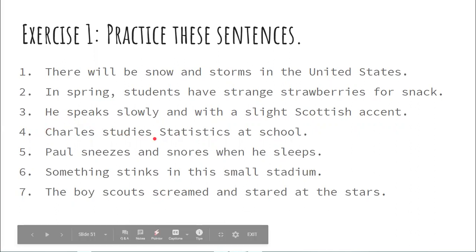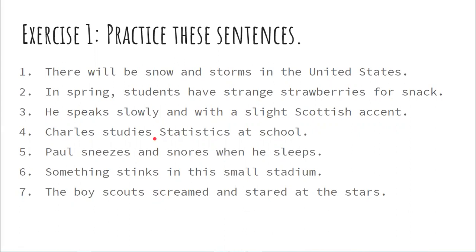Mia. He speaks slowly and with a slight Scottish accent. Aquí hay que unirlo mejor. Sería, he speaks slowly. Dale con eso. He speaks slowly. Unámoslo más rápido. He speaks slowly. Yes, perfect.